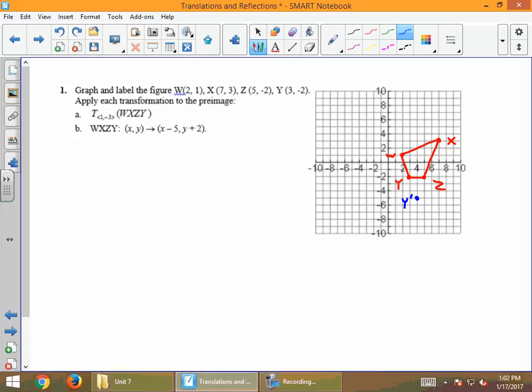So we're going to do that to every single one of those points. Z. To the right 1, down 3. 1, 2, 3. Here is Z prime. W. Over 1, down 3. 1, 2, 3. W prime. And yes, it's sitting on the same point. That's fine. X. To the right 1, down 3. 1, 2, 3. X prime.